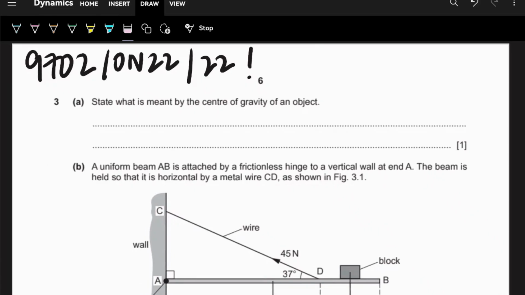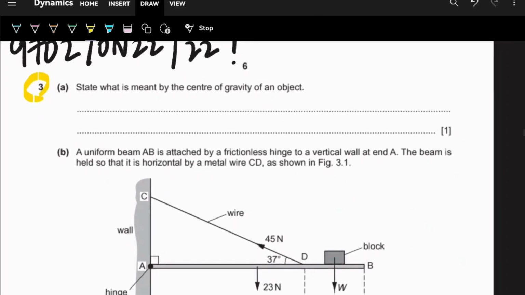Today I'm back with another physics question from Cambridge Physics A Level 9702. This is from October-November 2022, variant 202. So this is actually paper 2. Let's begin with question 3.